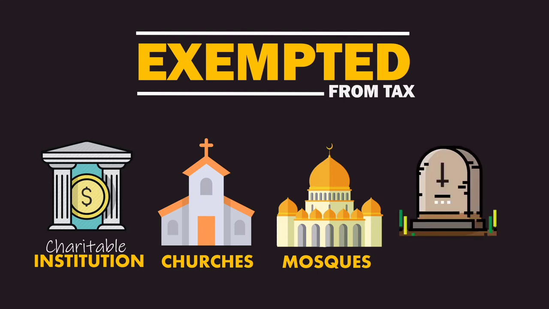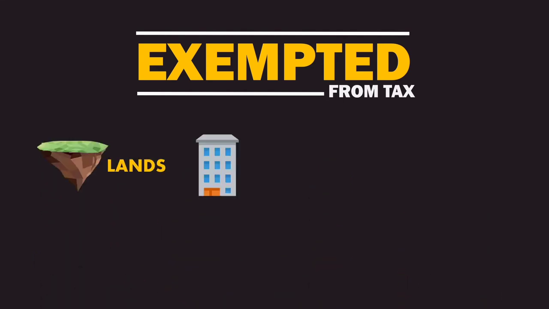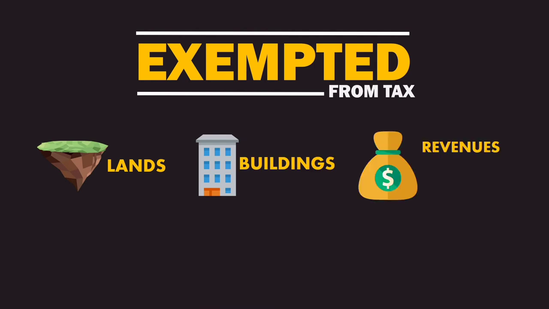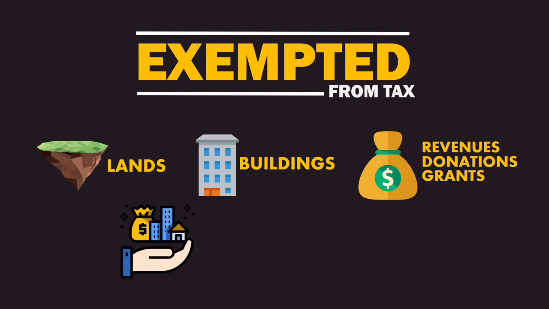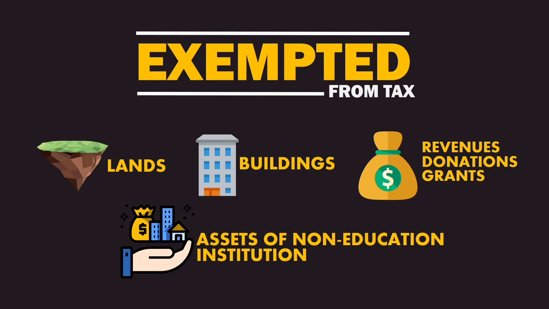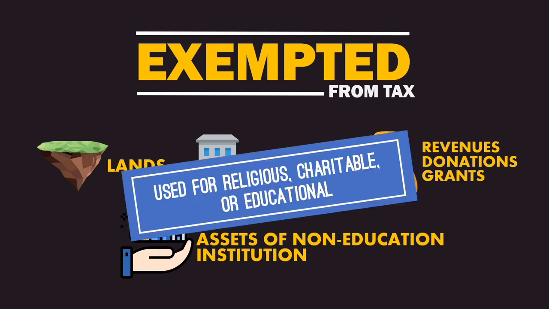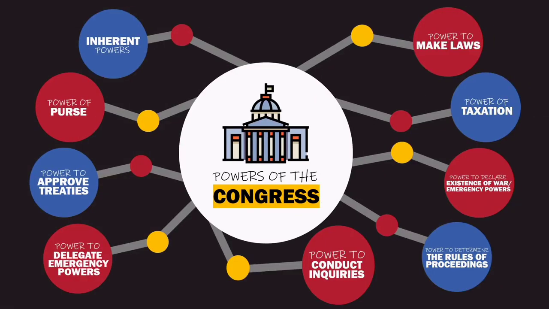Fourth, non-profit cemeteries. And last, all lands, buildings and improvements, revenues, donations, grants, contributions, and assets of non-education institution directly and exclusively used for religious, charitable, or educational purposes. It is also important to take note that the Congress cannot pass tax exemption without concurrence of a majority of its members.